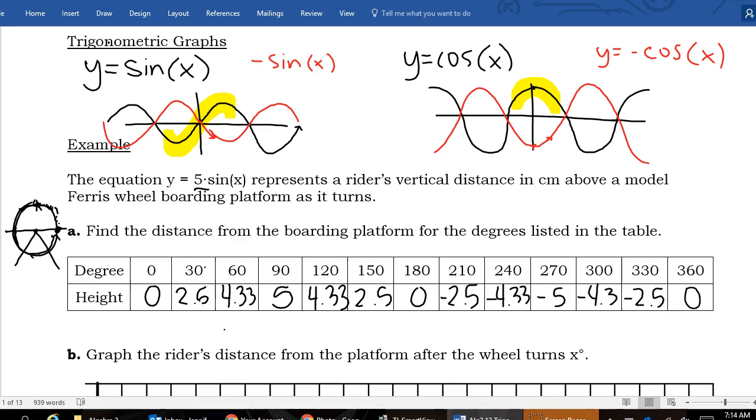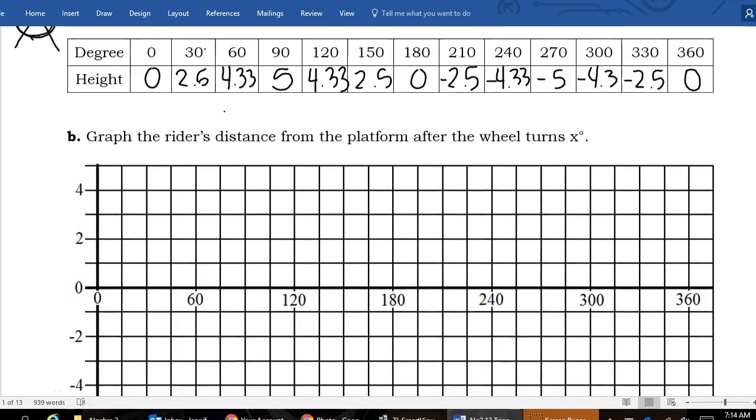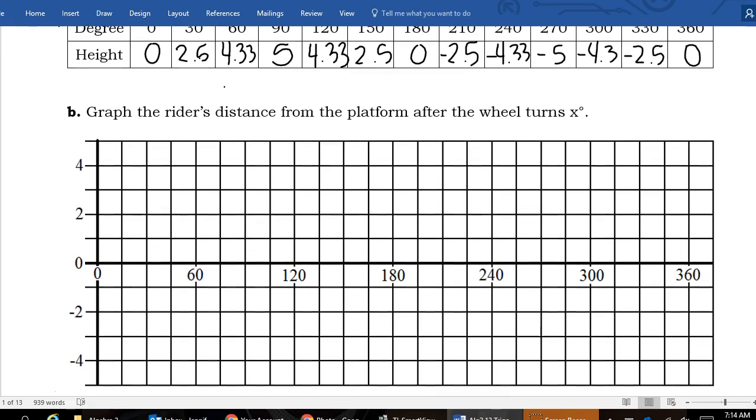And then 360 degrees is one full circle, so that brings us back to our starting point. So now I'm going to graph these values and we'll see exactly how it looks. So at 0 degrees, I am at 0 centimeters. 30 degrees, I'm at 2.5 centimeters. 60 degrees, 4.3. 90 degrees at 5.